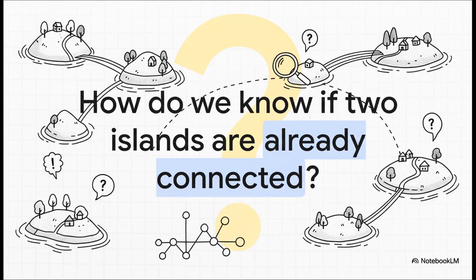Yeah, this is the million-dollar question, right? As we're building out our network of bridges, we need a super fast way to tell if Island A and Island B are already connected, even if it's through a really long, roundabout path. Answering that question quickly is what makes this whole algorithm practical.